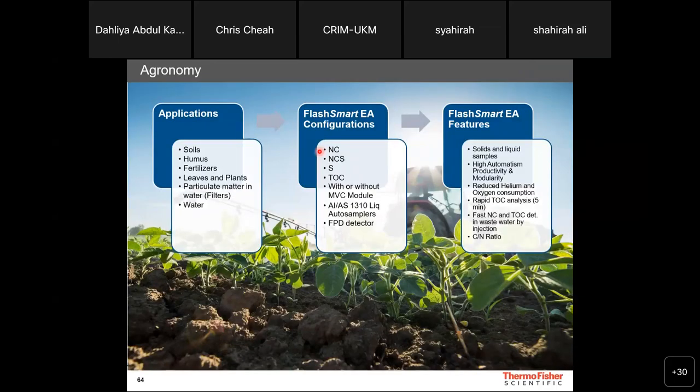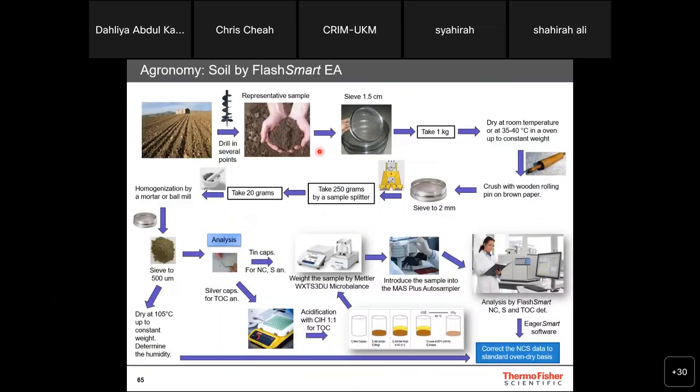Agronomy. I think we just focus on soil. Whenever we analyze soil content, it has to do with agriculture, and whether the soil is polluted by certain activity. The process is more or less identical. Take the sample, do a filtration, sieve it, and dry it. Determine whether you need to run TOC or a total nitrogen and carbon. If TOC is required, do the pre-treatment; if not, direct analysis.